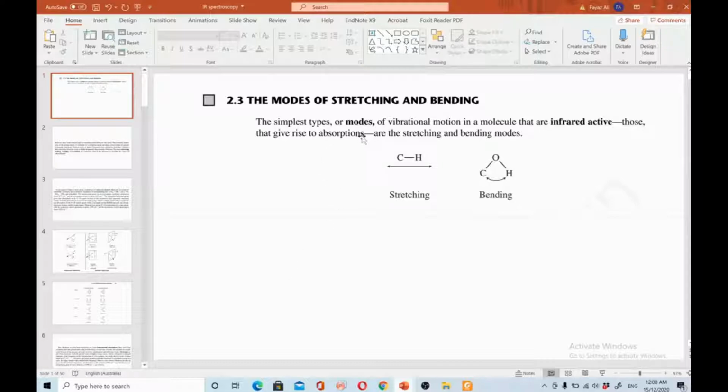So the simplest types of modes of vibrational motion in a molecule that are infrared active, those that give rise to absorptions, are stretching and bending modes. So this is a stretching and this is a bending mode. As you know, molecules when they vibrate have several types of modes of vibration, and in IR we consider mainly the stretching and bending modes.